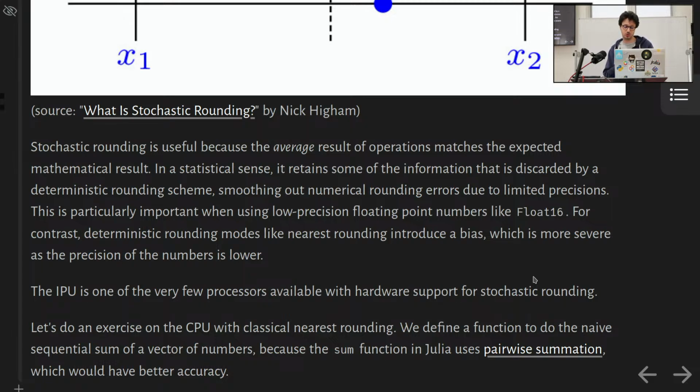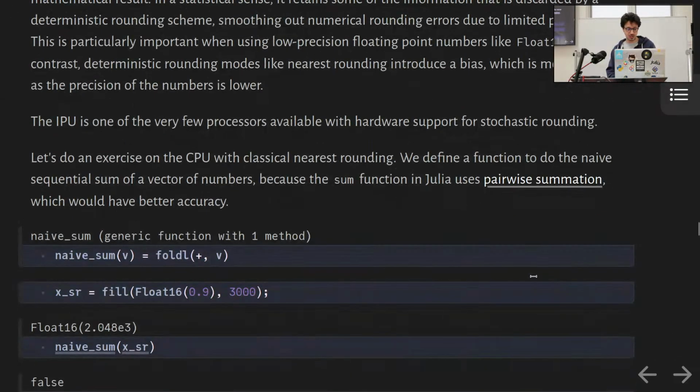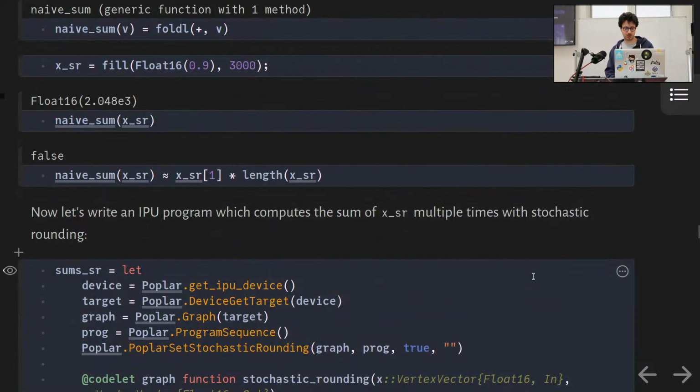I'm talking about this because the IPU is one of the very few processors available that have hardware support for stochastic rounding. There are many companies, including NVIDIA, who have patents about stochastic rounding, but they apparently don't have hardware implementations yet. So the IPU is the only one that I know, and there are very, very few systems that can do stochastic rounding. So, a very quick explanation of why stochastic rounding is useful.